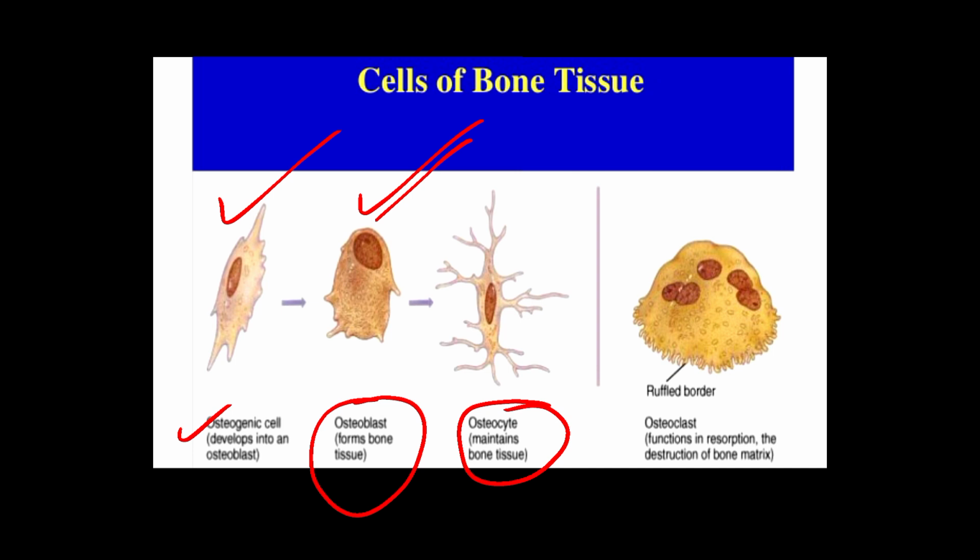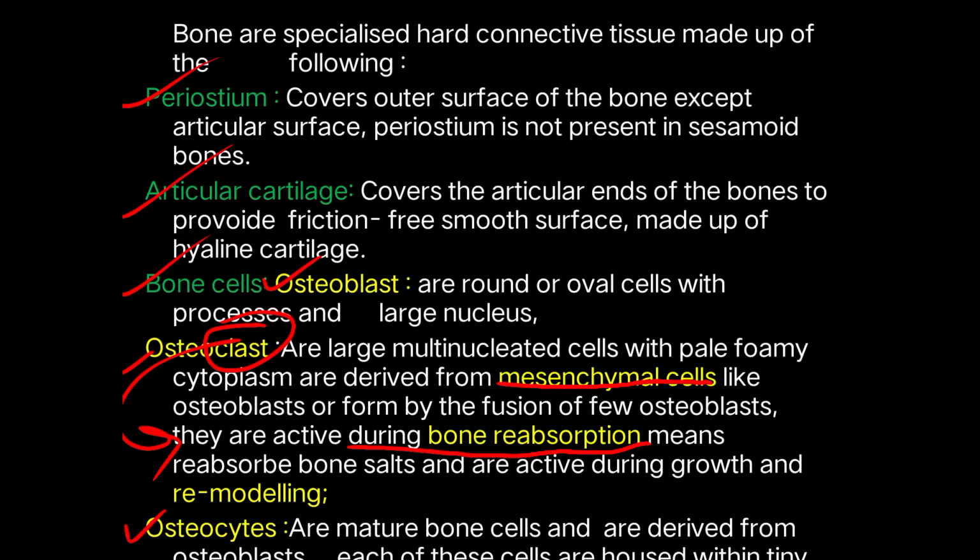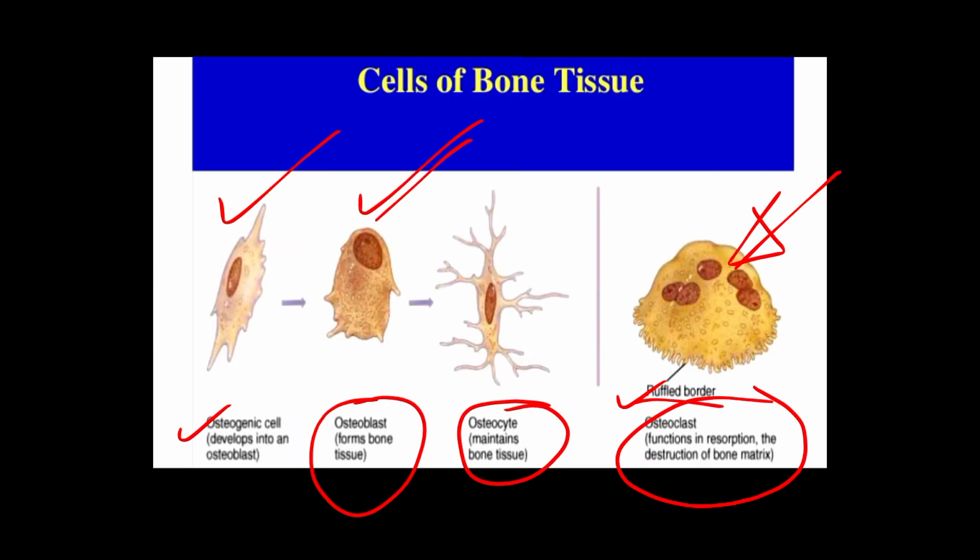After that, this is the osteoclast, which helps in the reabsorption and destruction of the bone matrix. We can see the ruffled border and the multinucleated structure here. As I told you, the osteoclasts are multinucleated, and we can see the osteoclast here, visible like this. Okay, these are the osteoclasts.